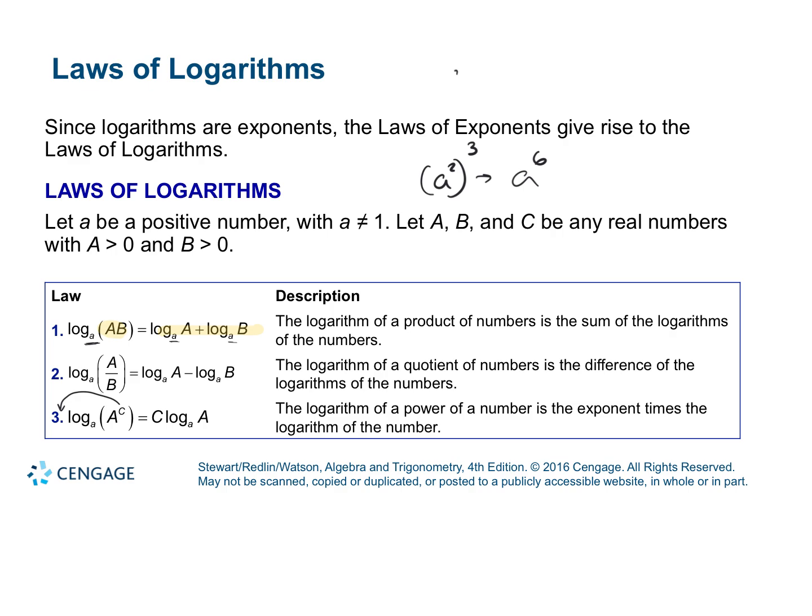I'll write the other two. So we have A times A with the same base, so we can add the exponents together. Let's say this is 2 and 3. This would be A to the 5. And if you have, let's say, division of the same base, you would subtract them to get A to the 1 power or just A by itself.